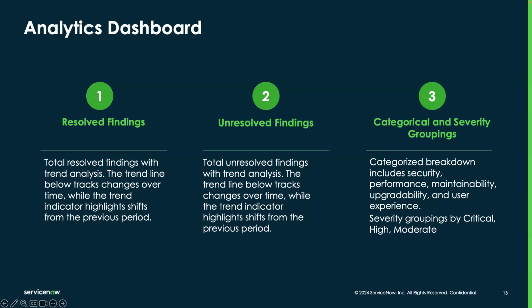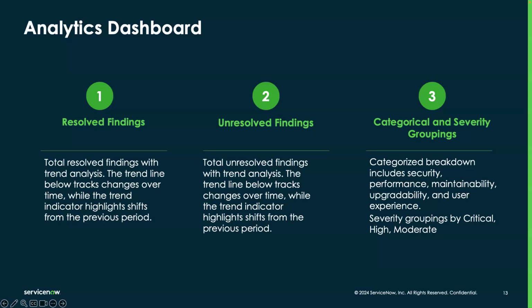Unresolved findings. This section provides a total number of unresolved findings, also with a trend analysis to track changes over time. By monitoring these trends, teams can also identify whether issues are accumulating or being resolved effectively. Just like the previous metric, the trend indicator highlights key shifts from the previous reporting period, also helping teams stay proactive.